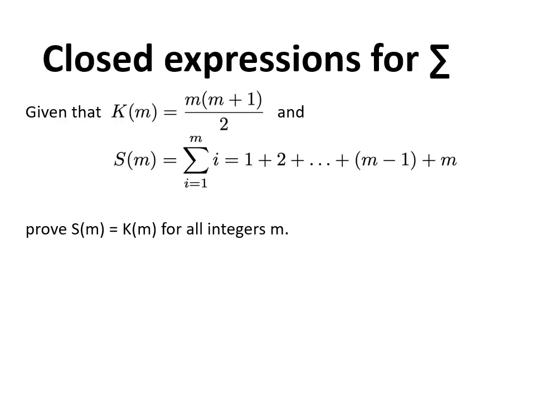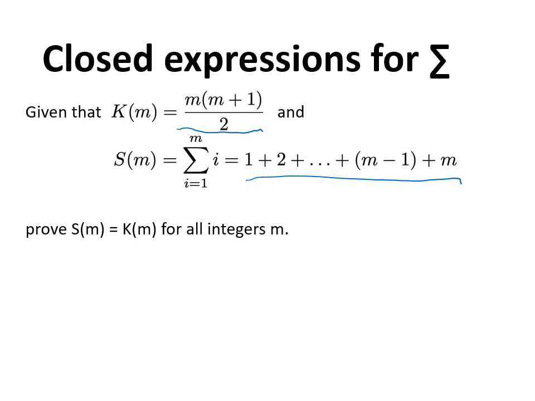Okay, so let's show how we would use induction to prove what the closed expression is for a given sum. So here's our problem statement. Given that k of m is equal to this expression, m times m plus 1 divided by 2, and our sum s of m, which is equal to the sum of i, where i is equal to 1 to m, which expands into this sum, we want to prove that S of m is equal to k of m for all integers m.